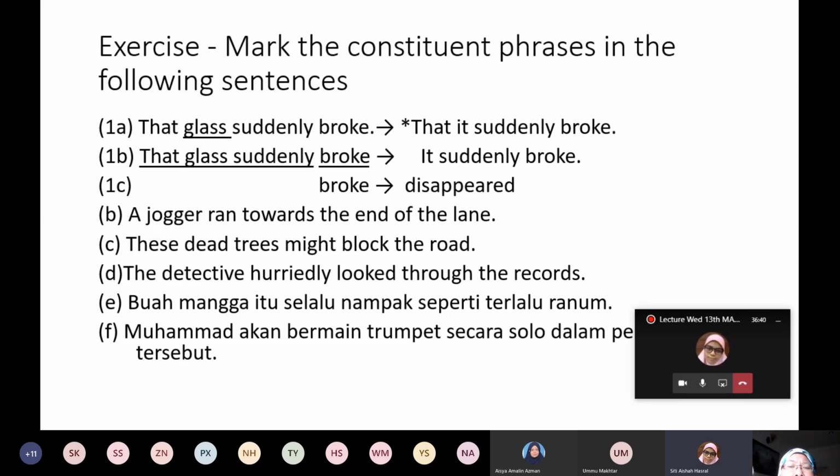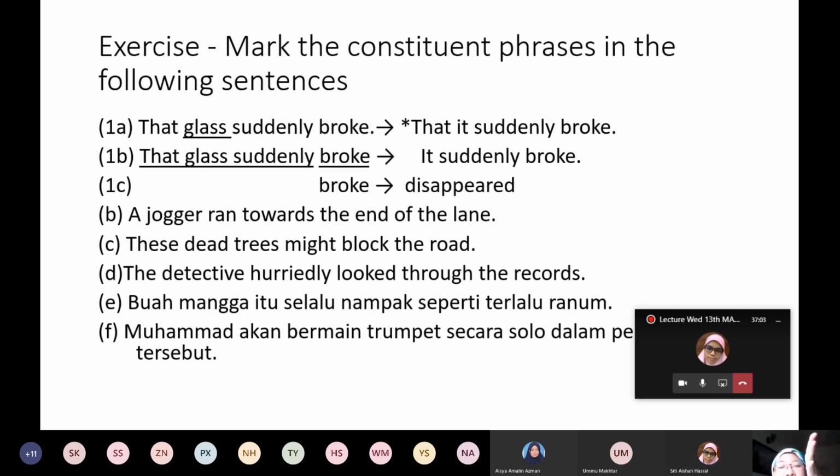The end of the lane. The lane can be substituted with end of the line. Right, right. So off the lane can be substituted by end of the line.